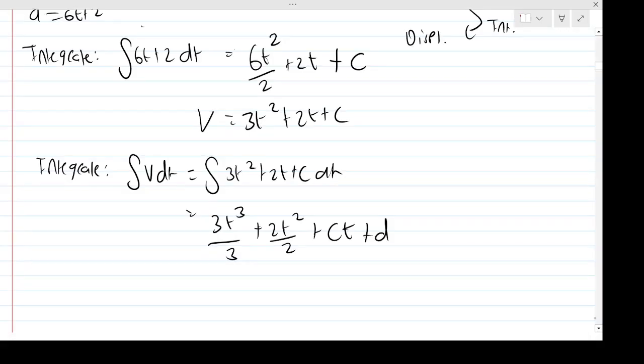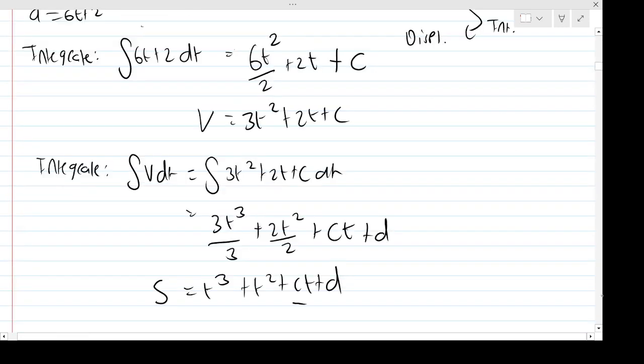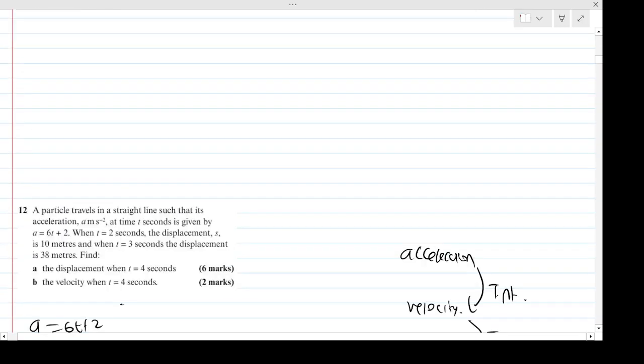So there we are. If I simplify the fractions, 3 over 3 goes to 1, so we just get t cubed. Then 2 over 2 goes to t squared. Then ct plus d. So now that would be the displacement s. Okay, so now we're there. So the displacement when t is 4, but the problem is we got these two unknown letters c and d. So in that situation, when we got unknowns, the question will give us information to work with.